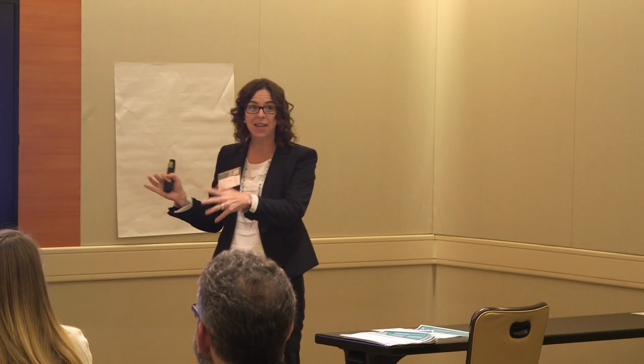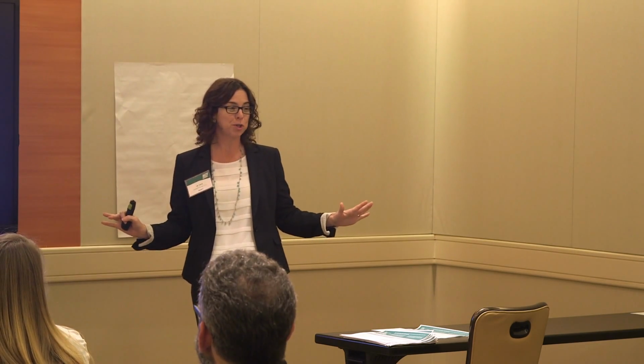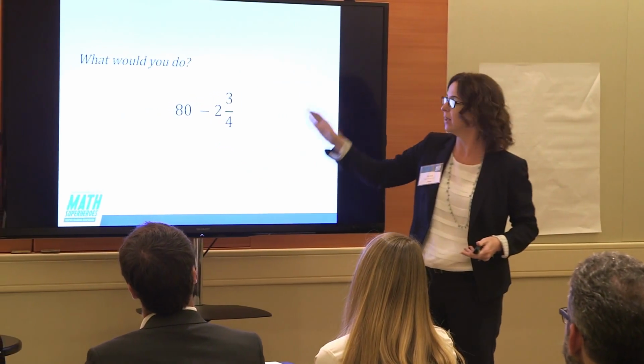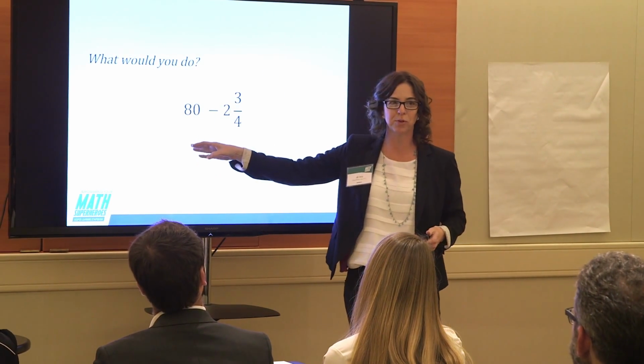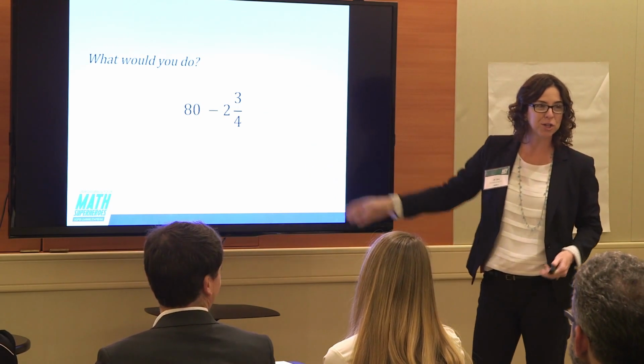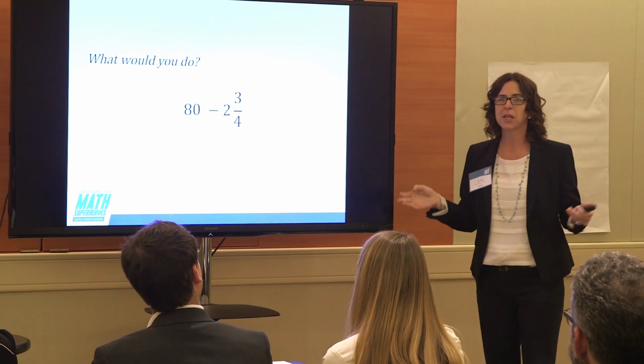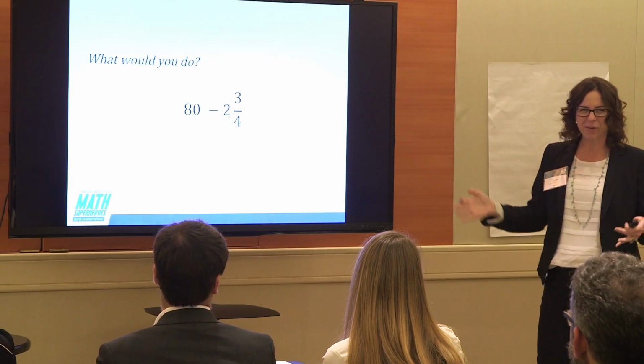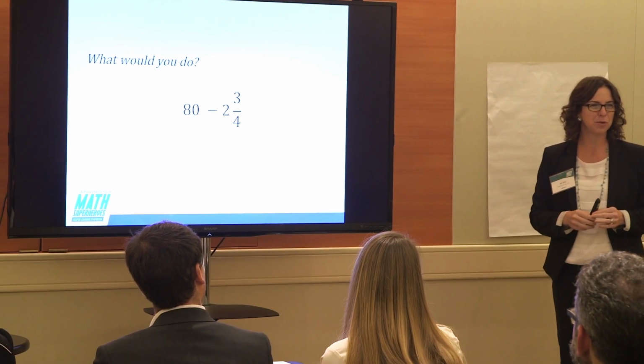It was supposed to be kind of like a warm-up, and it brought the class to a screeching halt because their approach was, let's start by converting this to a mixed number, and when we get 11 fourths, now I've got to get a common denominator with the 80, that's going to give me 320 fourths, then I do the subtraction, I end up with 309 fourths, and then what do I do with that?